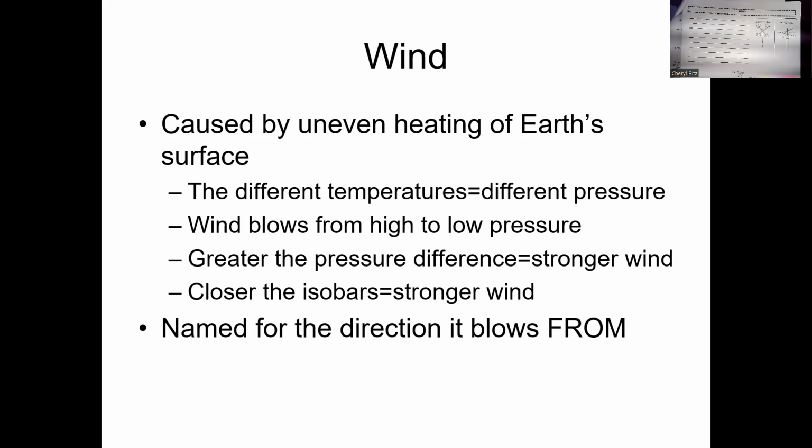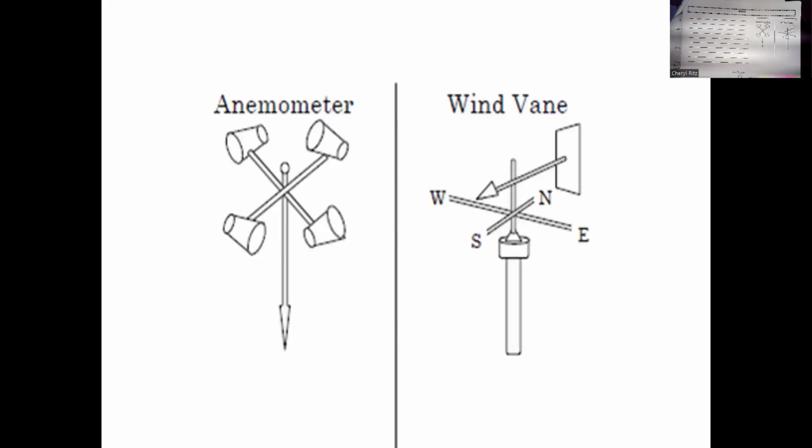We talked yesterday about different instruments used to measure weather. Yesterday we talked about thermometers and barometers. Today we have 2 instruments used to measure wind. We have an anemometer, I think that's how you pronounce it, and a wind vane. They do 2 different things, even though they're very similar. Any idea what either one of these might do?